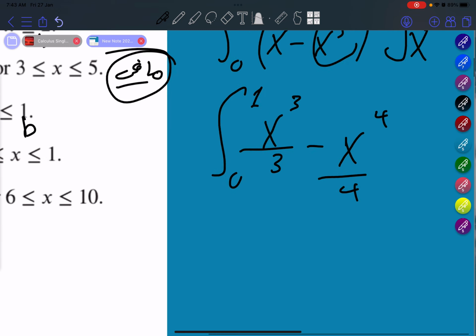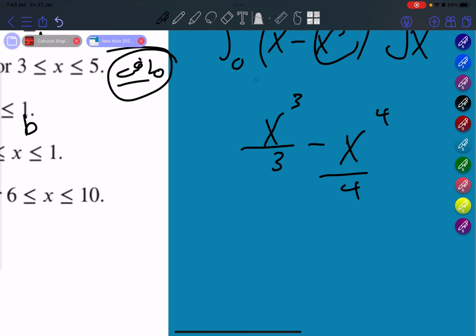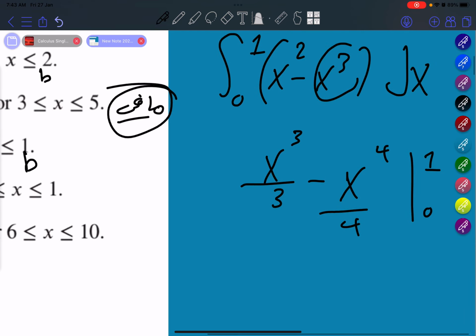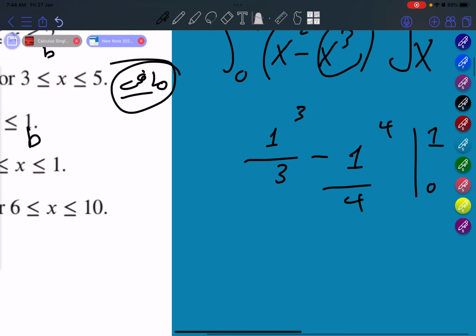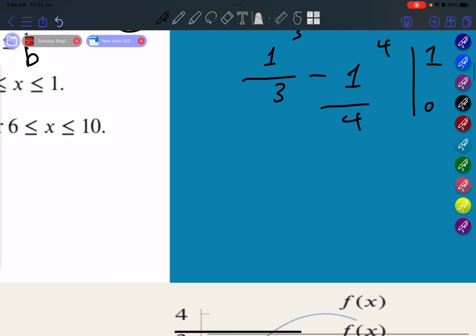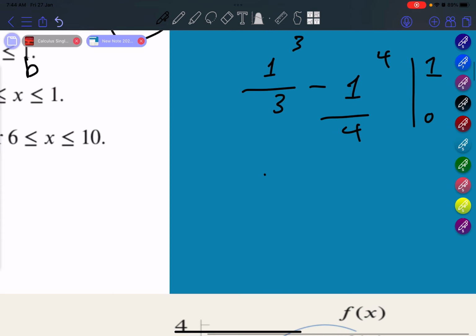Keep this in 0 to 1, because we already found the integral from 0 to 1. Now, if we sub in 0, we know that anything power 0 will still be 0, and anything divided by 0 will still be 0, hence this whole thing will equal 0, so we don't need to sub in 0 because it's useless. But we will sub in 1, and we know that 1 power anything is still 1, so this will become 1 over 3 minus 1 over 4.